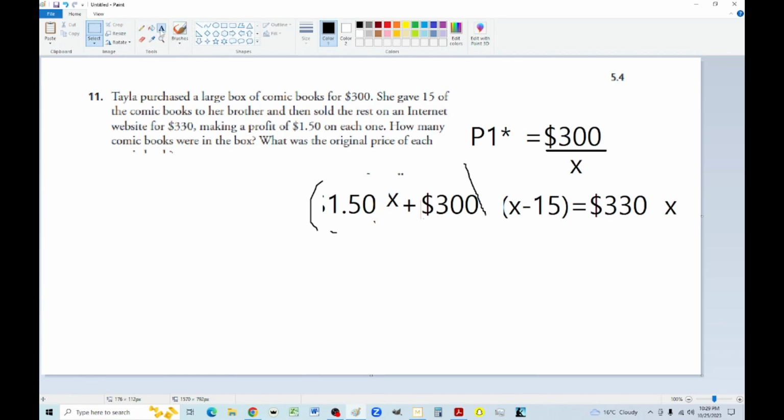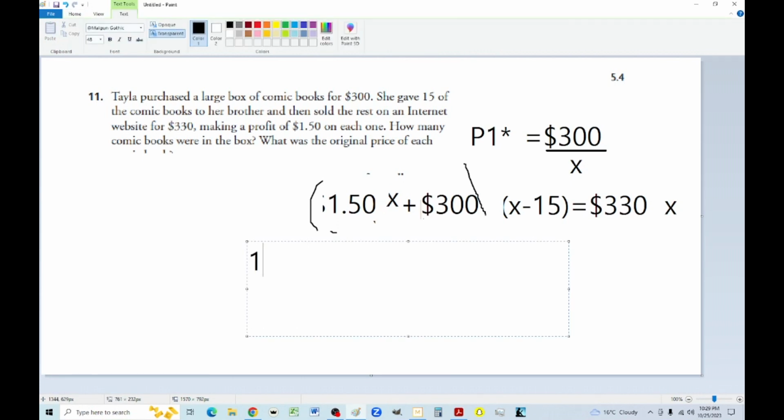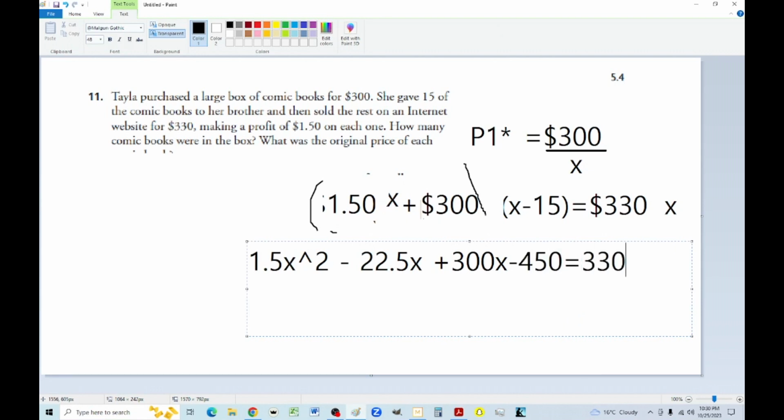So that means I can now expand it. And I get 1.5x squared minus 22.5x plus 300x minus 15 times 300, which is 450, is equal to 330x. If I bring the 330x to the left side, it's going to make my life a lot easier, equal to 0. Because right here I'll get minus 30, and that'll make minus 52.5.